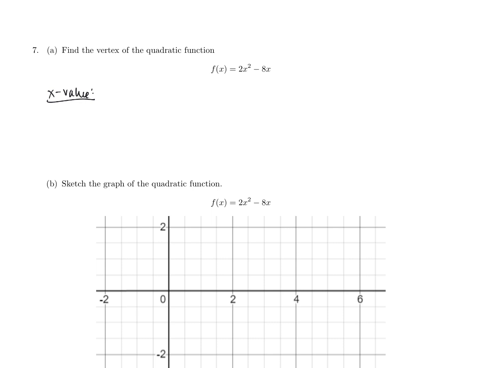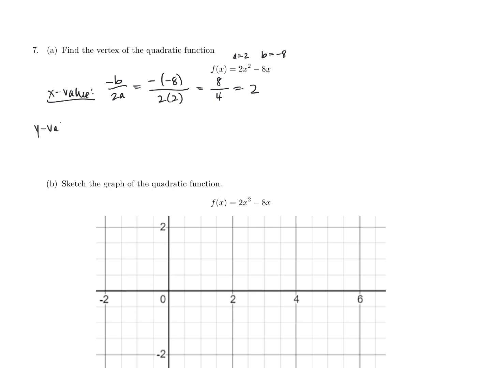To find the x value of the vertex, you use the formula -b over 2a. A is in front of x squared, so a is 2. B is always in front of x, so that's -8. So we're going to have -b, so -(-8) over 2 times a, which is 2. The two negatives will make a positive, and 2 times 2 is 4, and 8 divided by 4 is 2. So the x value of the vertex is 2.